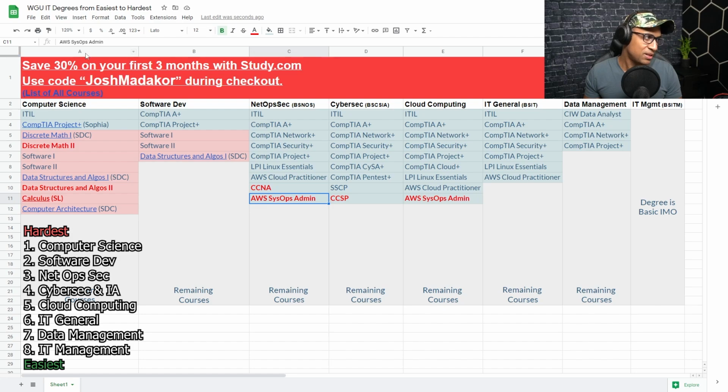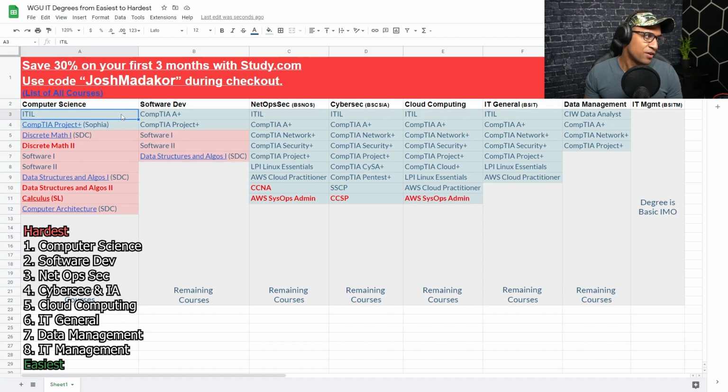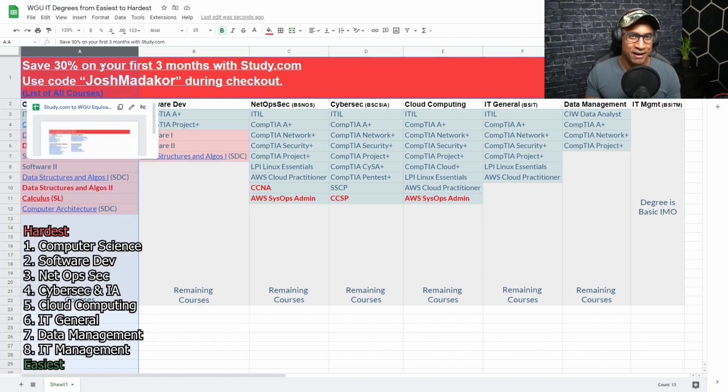So for example, I'll just explain the computer science one. Basically, the computer science degree is comprised of these two third-party certificates here: this ITIL, and this CompTIA Project Plus, which is offered by CompTIA. And then these red-colored ones are just classes offered by WGU. They're WGU internal classes, but the ones colored in red are particularly difficult, are generally regarded as hard, and may contribute to the particular degree's place in the hierarchy, if that makes sense.